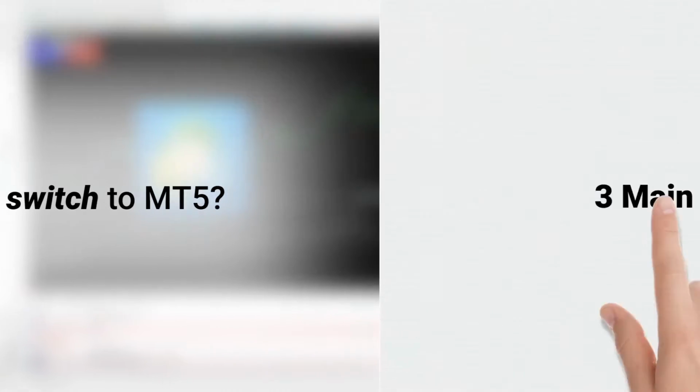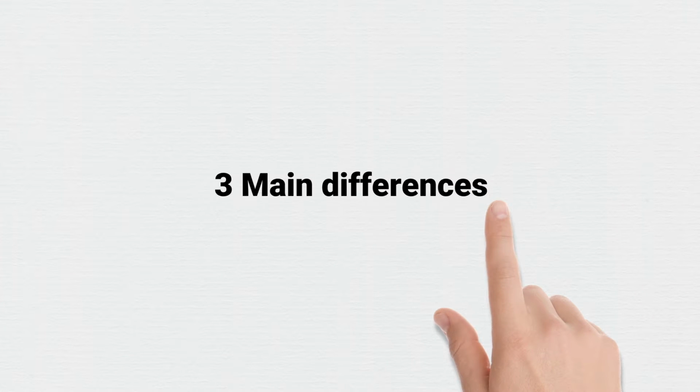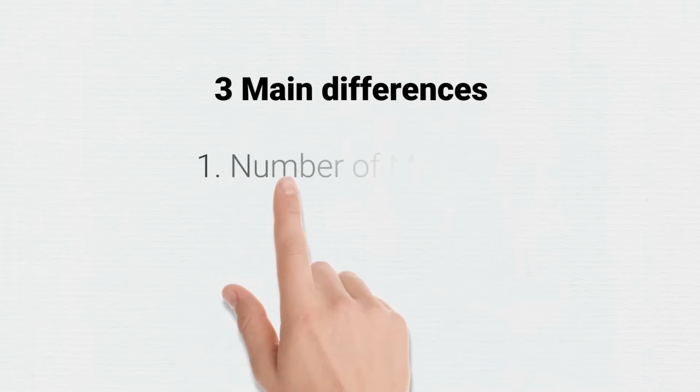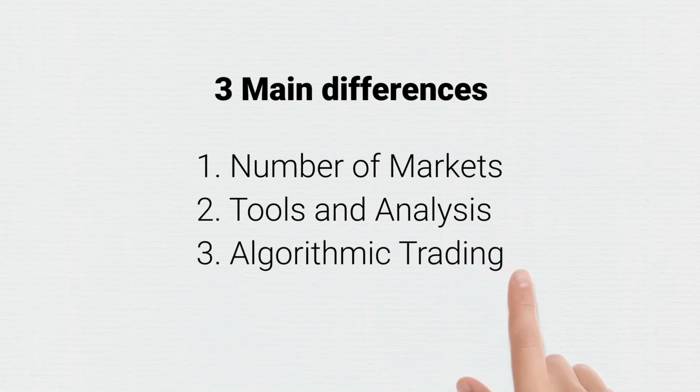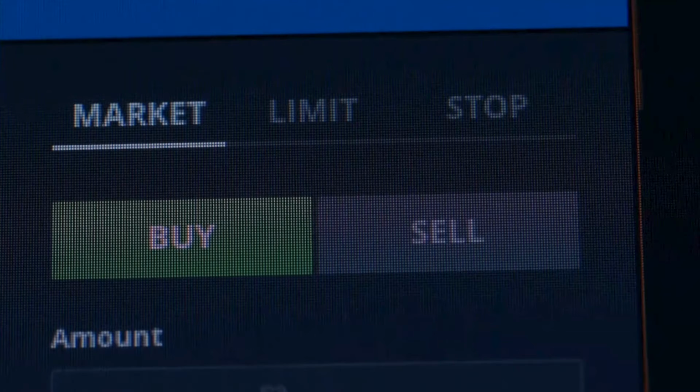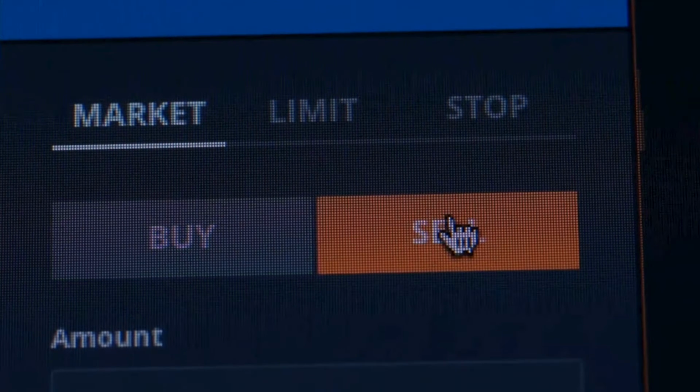There are three main differences between MetaTrader 4 and MetaTrader 5: number of markets, tools for market analysis, and algorithmic trading. Today, we are going to walk you through each core difference so you get a better understanding of which MetaTrader version is the right one for you.